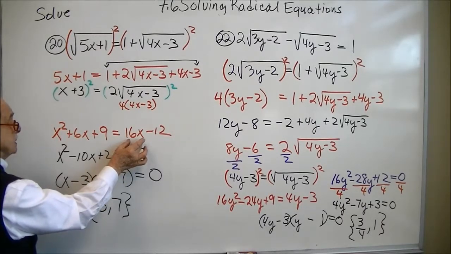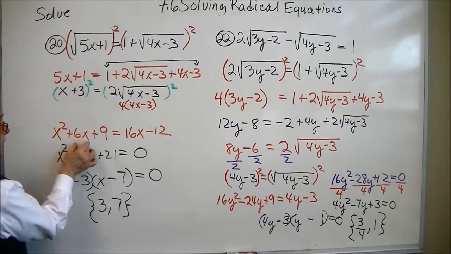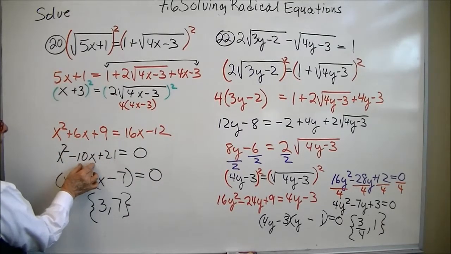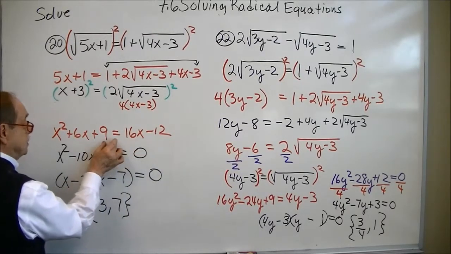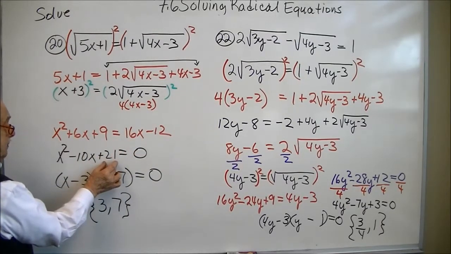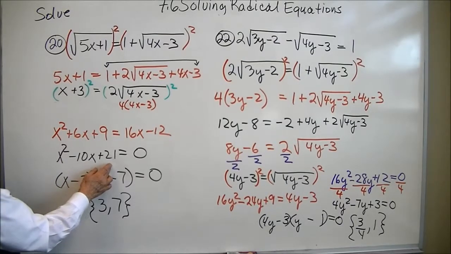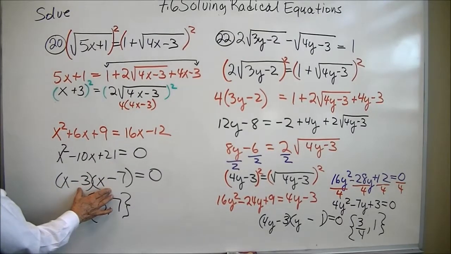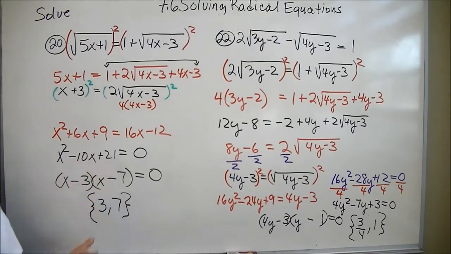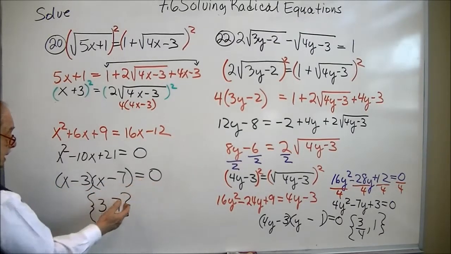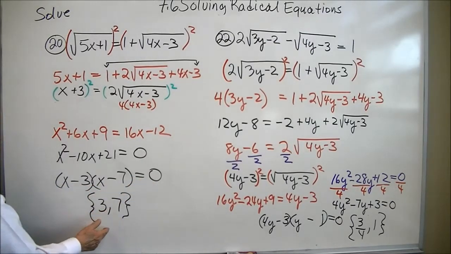So I subtract 16x from both sides, and I get a -10x. I add 12 to both sides, and I get a 21. It's now in standard form of the quadratic equation. I then have to factor it, because that's the only way we know how to solve quadratic equations. These are the factors. And I FOILed it to check that it worked. Then I equated each of my factors to 0, and I get 3 and 7.